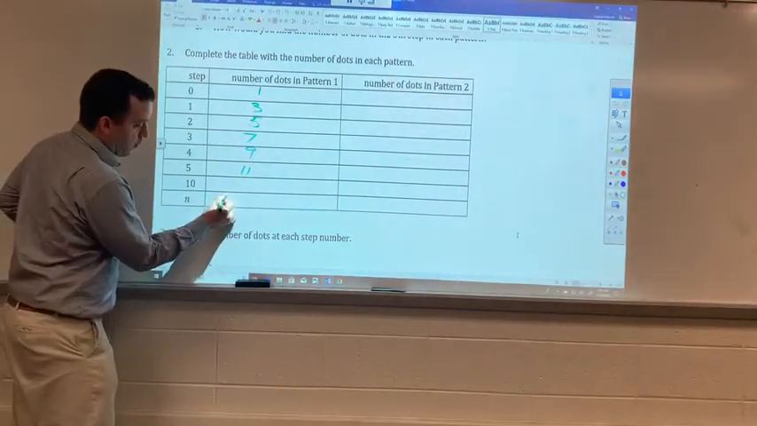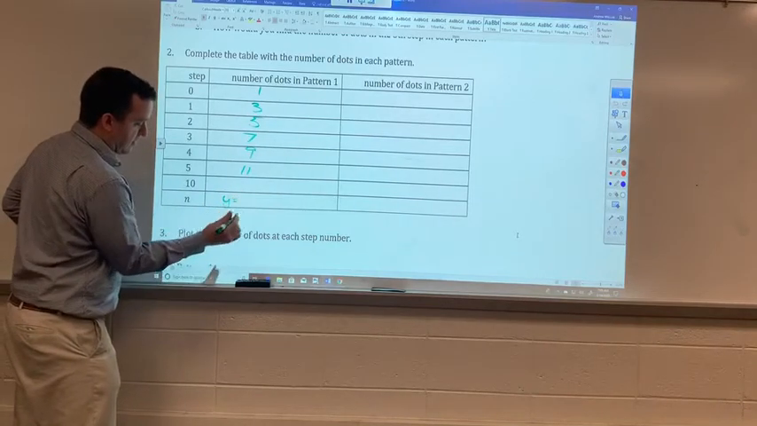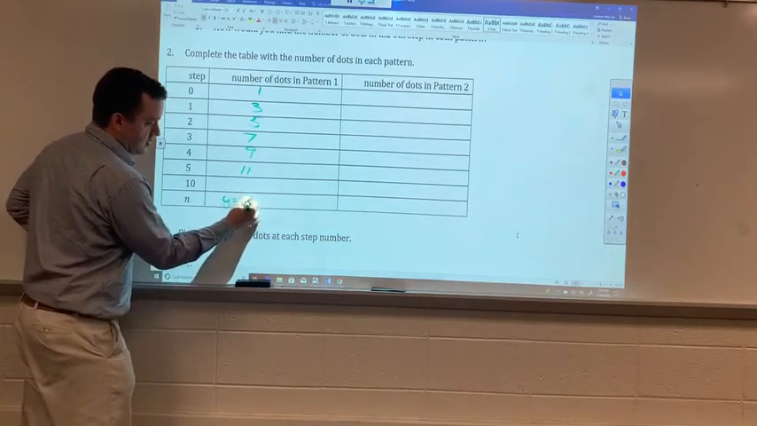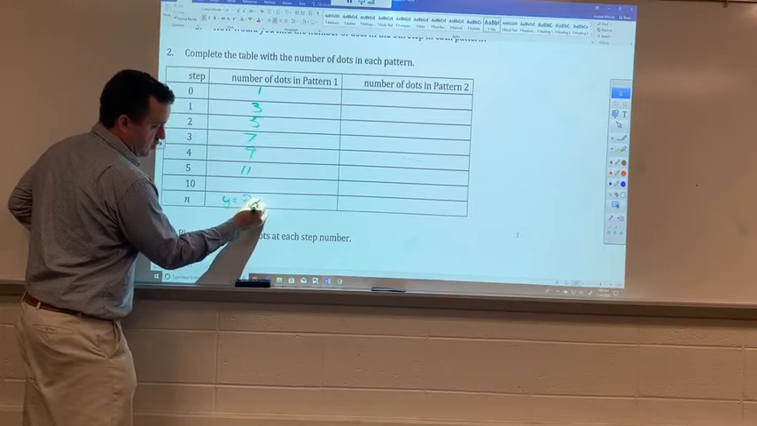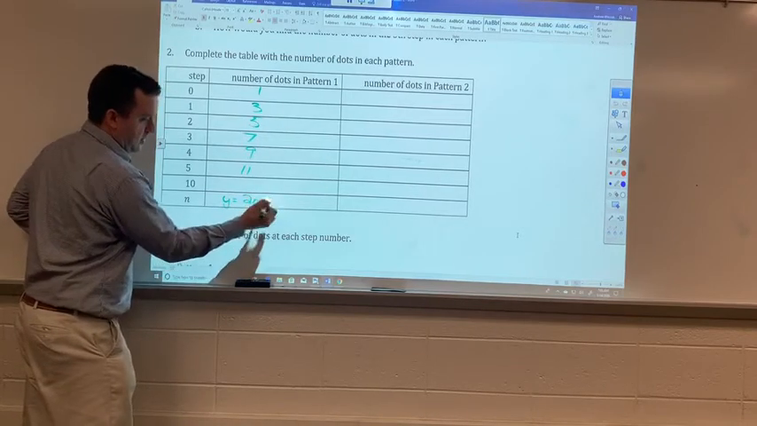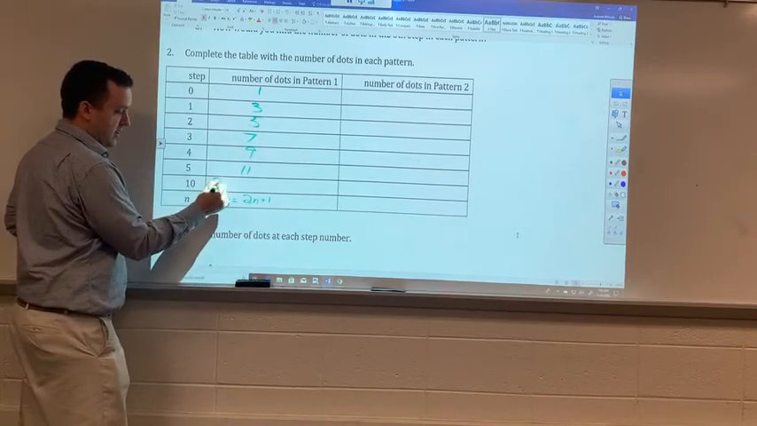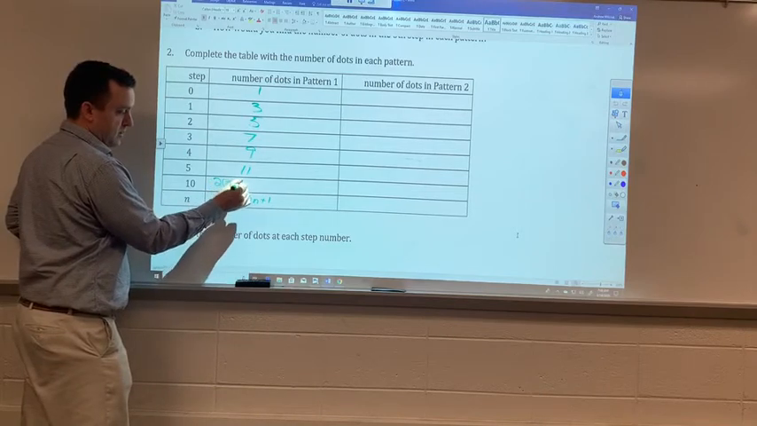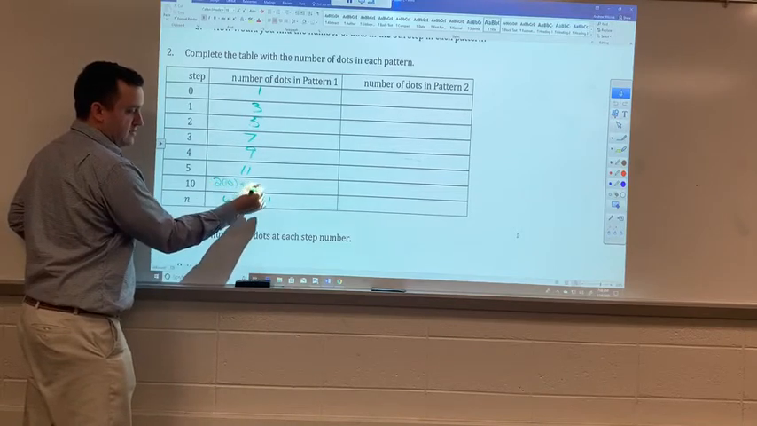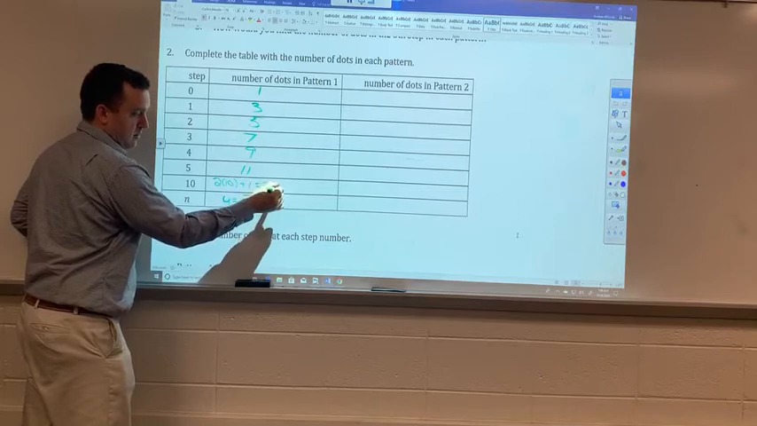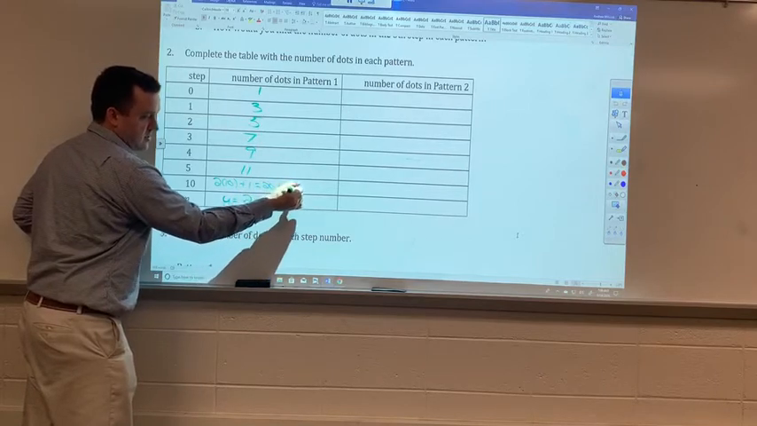So if we say that y is the number of dots, we could just use our equation 2 times the step number plus 1. So in this situation, we can go 2 times 10 plus 1. 2 times 10 is 20, plus 1 gives us 21.